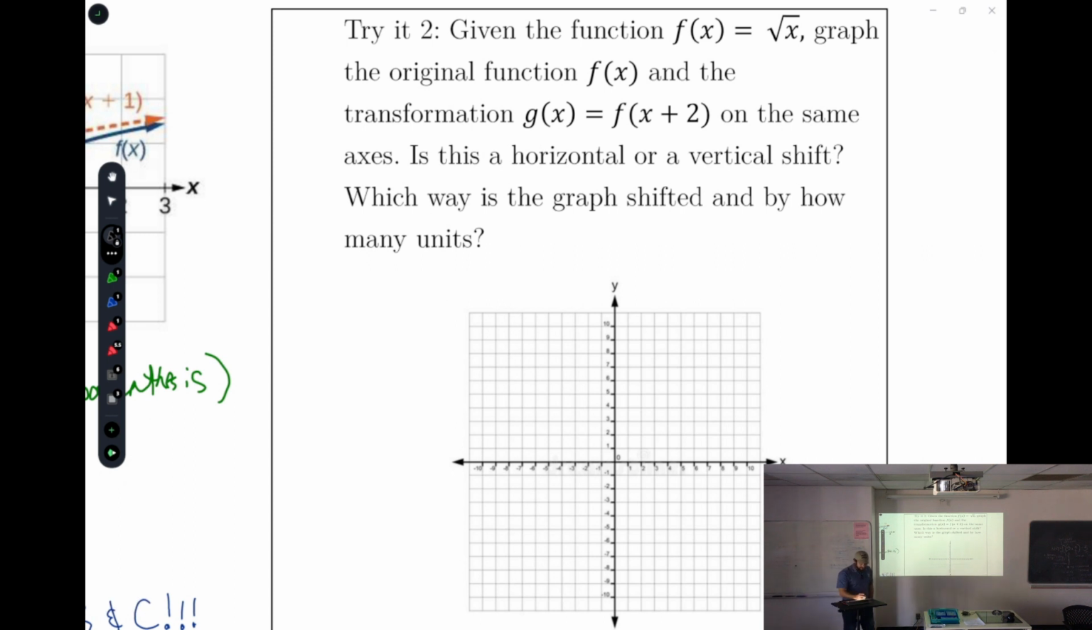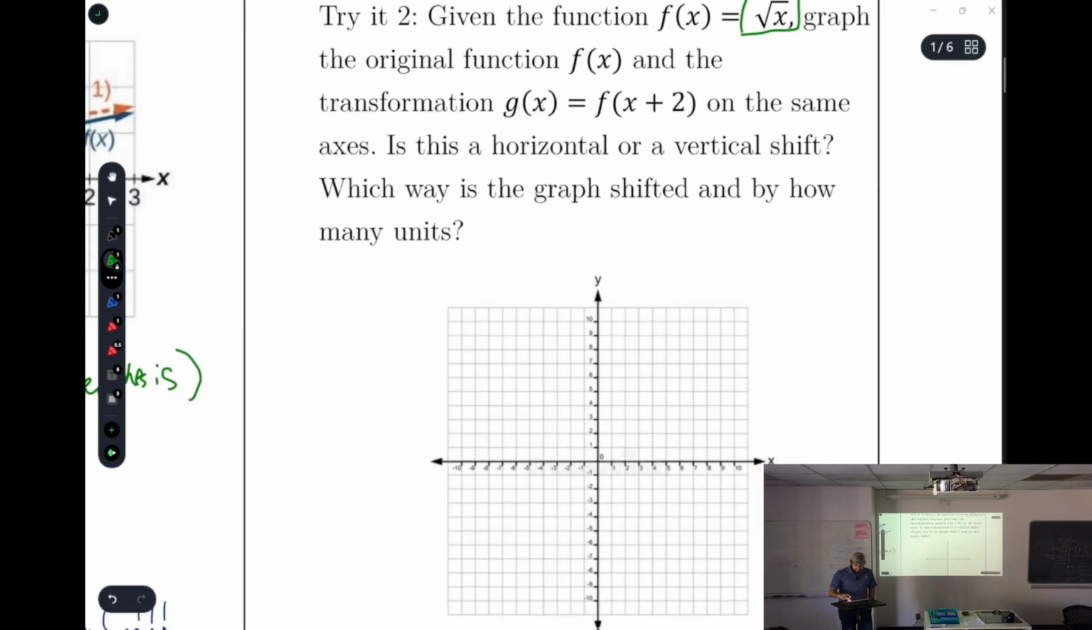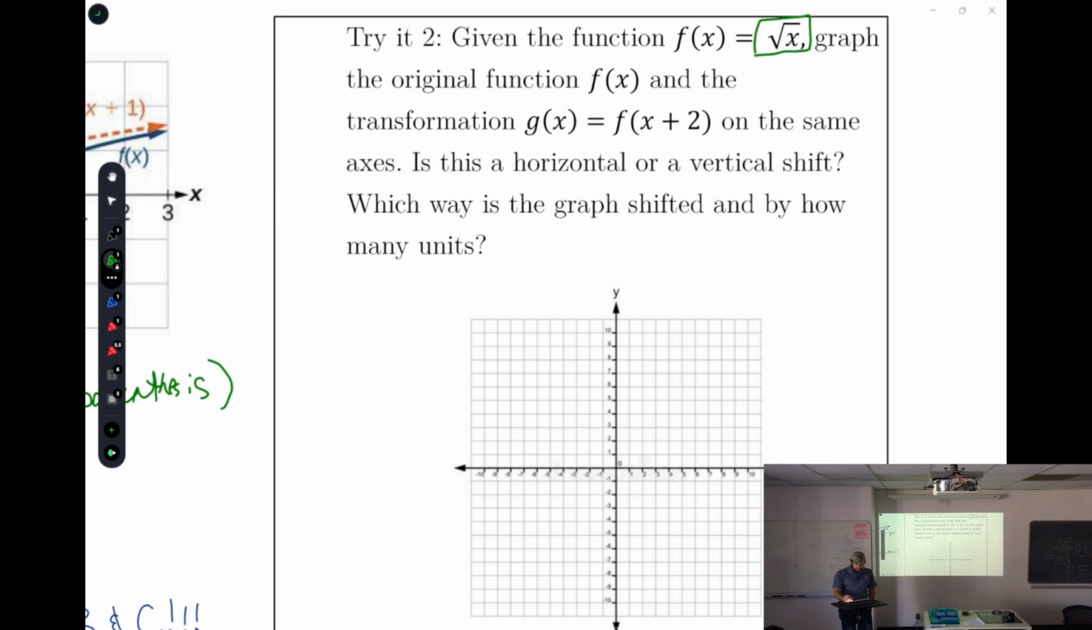Oh, shoot. You've been given a function. From day 1, I told you there's functions you need to know what they look like. Any thoughts on what that function looks like? What? The square root function? Oh, no. Breaks my heart. Good job, Dia.